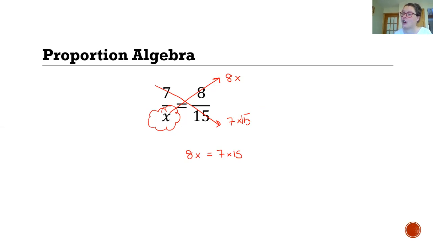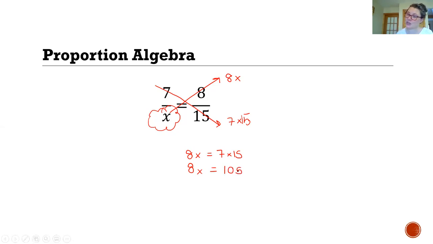Sketching the x often helps people when they're solving it, to make sure you're multiplying the correct things together. We don't need to worry about common denominators or anything like that. So we're going to take 7 times 15 equals 8 times x, or x times 8, same thing. So let's solve that. So we have 8x, and that just means 8 times x, when we put a letter and a number next to each other, equals 7 times 15, which is 105.